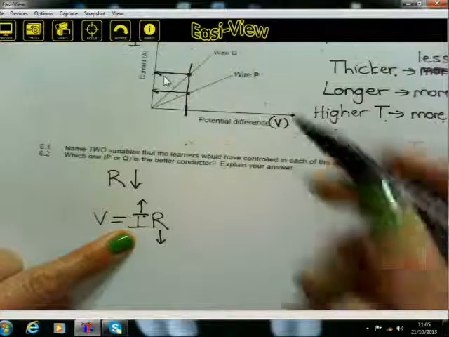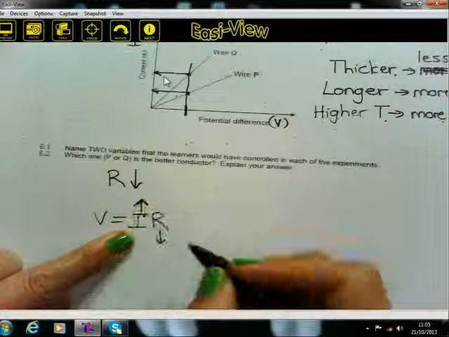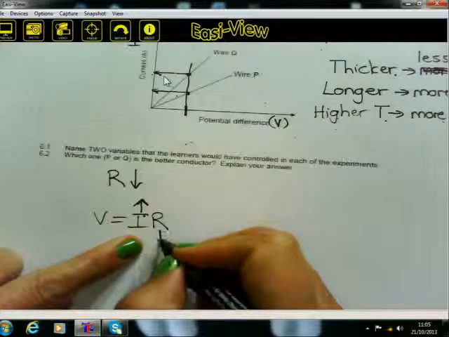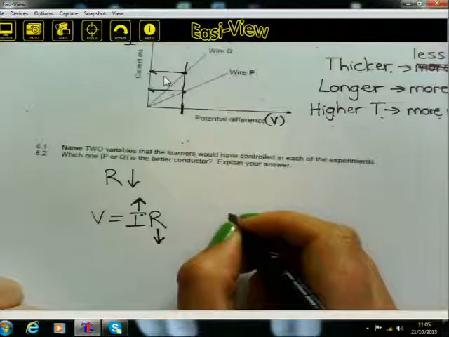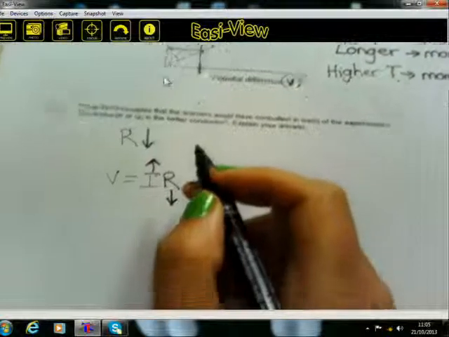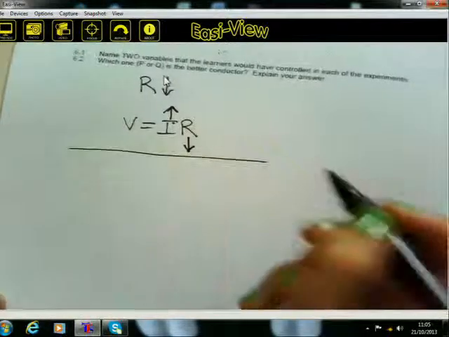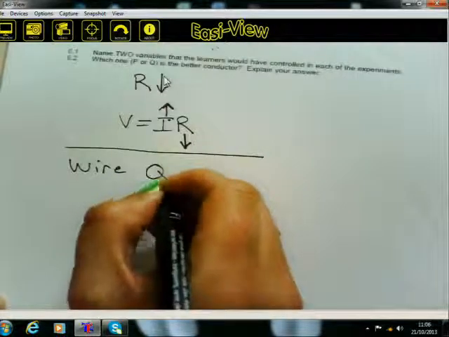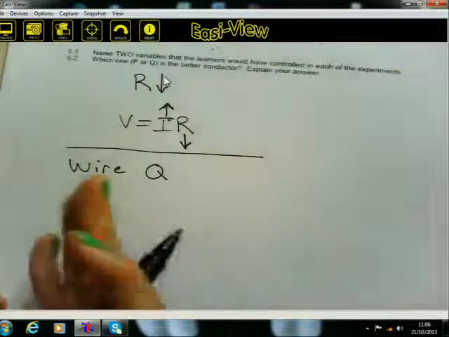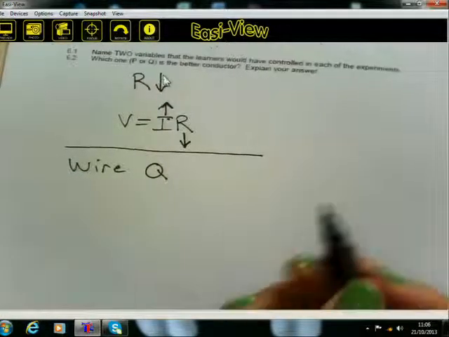So Q would be the better conductor because it has a higher current running through it, therefore has a lower resistance. So you will write the answer in the form. Remember, the first that they asked was, which one is the better conductor? So your answer will look like this. Wire Q. That's your answer. They asked which one is the better conductor. So you will say wire Q.